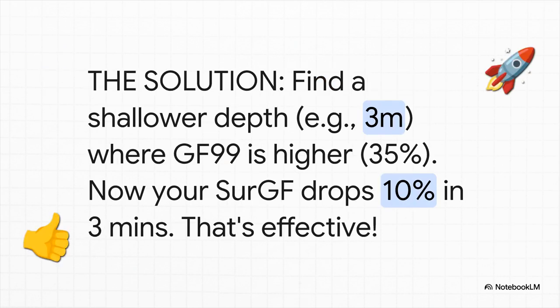But here's the solution. The power user doesn't just blindly stop at 5 meters. Instead, you watch your GF99 as you ascend. You slowly come up until you find the depth, maybe it's 3 meters, maybe it's 4, where that GF99 number jumps up to, say, 35%. Now you're in the sweet spot. You're off-gassing like a champ. And get this, in the same 3 minutes, your SurGF, your safety margin, drops by a huge 10%. You've just made your safety stop 5 times more effective.